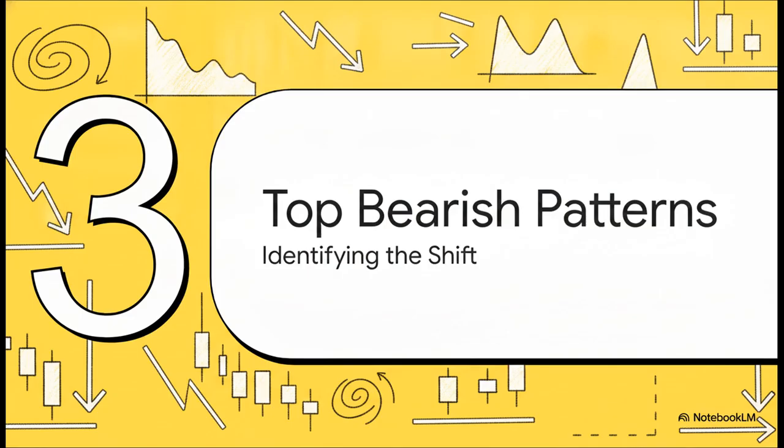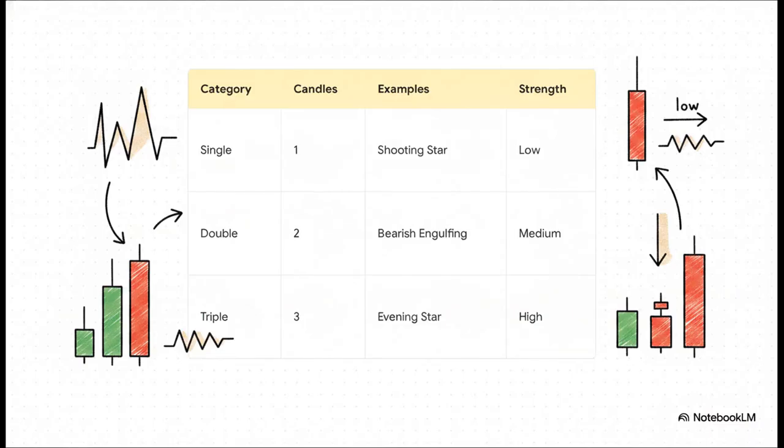All right, Section 3, top bearish candlestick patterns. So we categorize these patterns by complexity and, more importantly, reliability. As you can see, they range from your single candle warnings, which honestly offer a pretty low strength signal that needs a lot of confirmation, up to double candle setups like the bearish engulfing. Then you hit the highly reliable triple candle formations like the evening star. The general rule of thumb here, the more candles involved in the pattern, the stronger your multi-session confirmation is that a total momentum shift just happened.